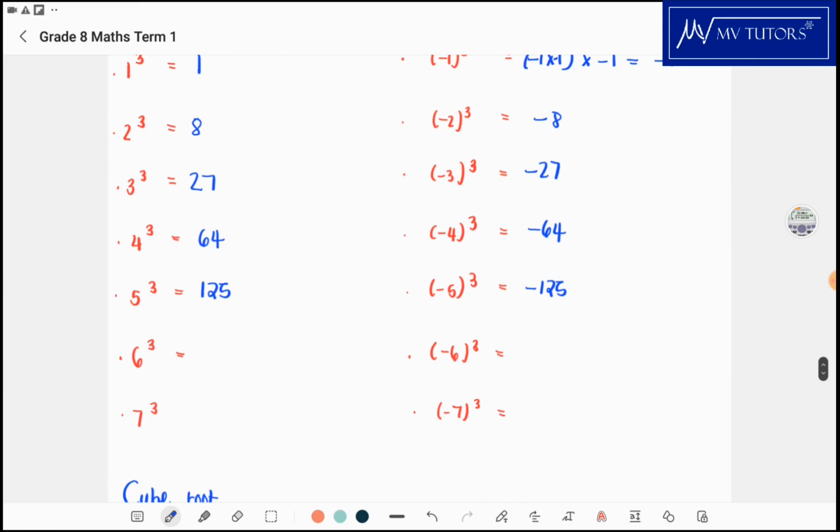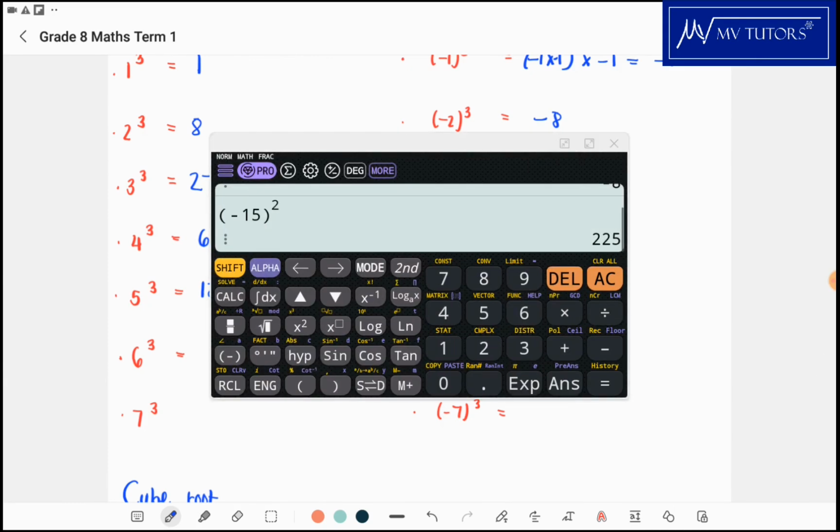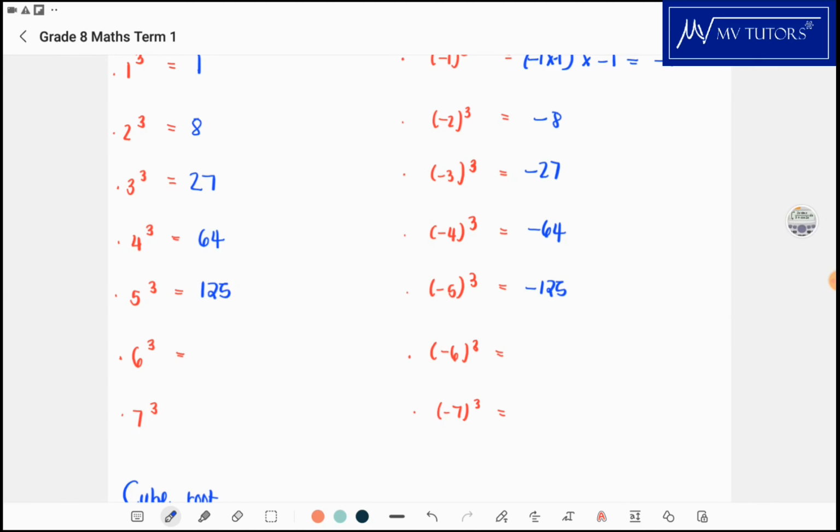6 cubed, I'm actually not sure. No, let's actually do it. 6 times 6 is 36. So what is 36 times 6? 6 times 6 is 36. 3 times 6 is 18 plus 3, that's 21. So we have 216, and here we're going to have negative 216.